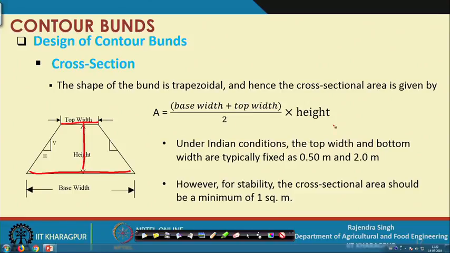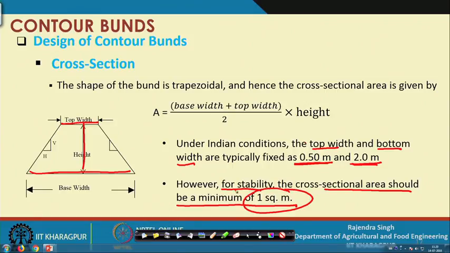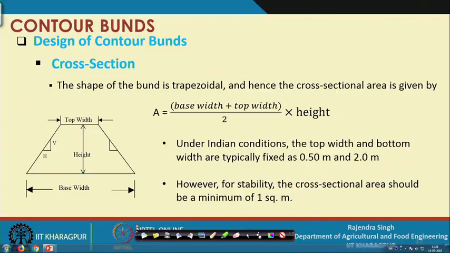So, under Indian conditions, the top width and the bottom width are typically recommended as 0.5 meters and 2 meters. So, one can always calculate these values, but suppose you want to use the thumb rules, then the top width could be taken as 0.5 meters and the bottom width could be taken as 2 meters. But in any case, for stability purposes, the cross sectional area of the bund should be minimum 1 square meter. So, this is a catch. If you want to use this 0.5 meters and 2 meters, then your height should be such that the total cross sectional area is more than 1 square meter. So, this is what we have to remember. Once we have calculated height, we can also calculate the top width and the bottom base width, but at the same time we can also use the typically recommended values for Indian conditions for developing the cross section.